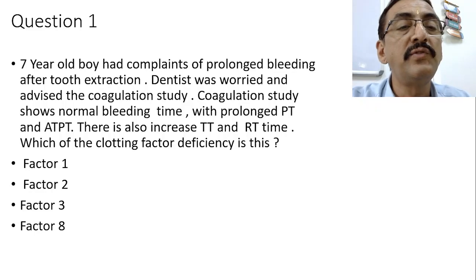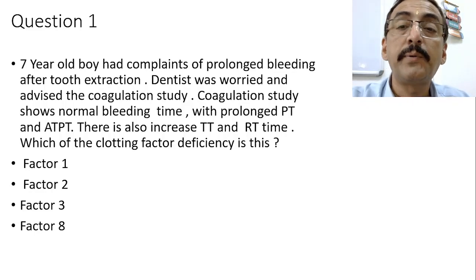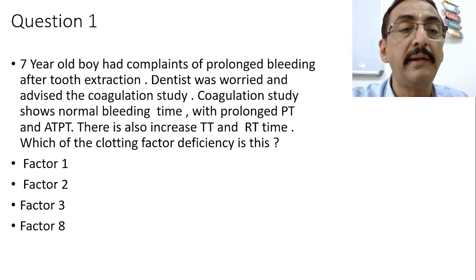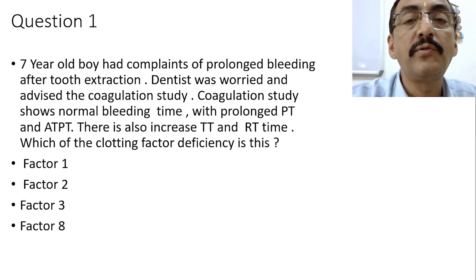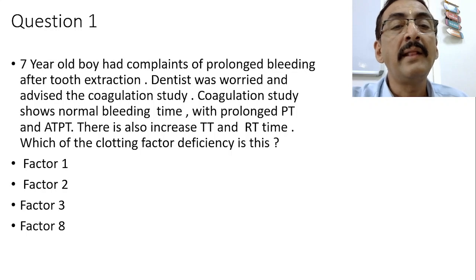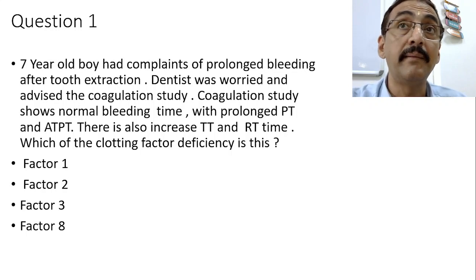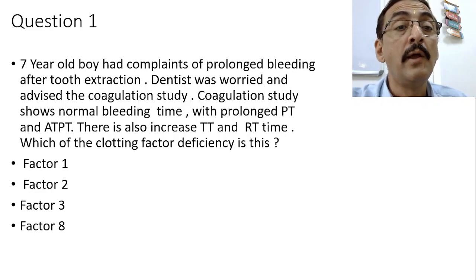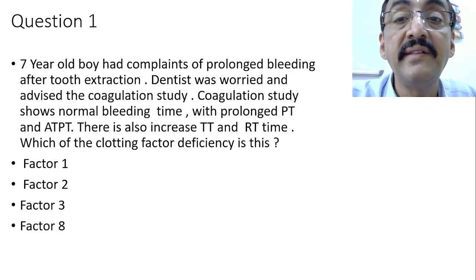The coagulation study shows normal bleeding time with prolonged PT and APTT. Prolonged PT and APTT, both extrinsic and intrinsic are increased. And there is also an increase in the TT and RT time. Okay, that is also increased. Which of the clotting factor deficiency is this? Anybody?